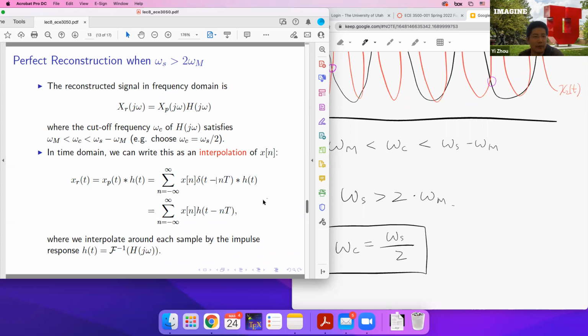So what you conclude is that after low-pass filtering, this is your reconstructed signal. Your reconstructed signal is basically your discrete samples. These x[n] are the discrete samples you sampled from that continuous time signal, x[n] multiplied by this shifted low-pass filter, and then doing a summation over all the samples.